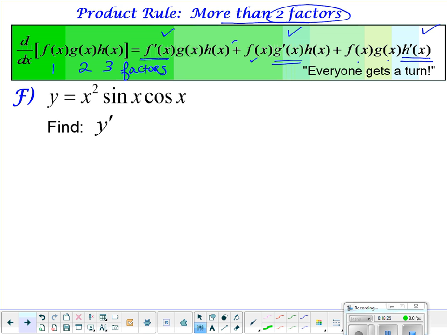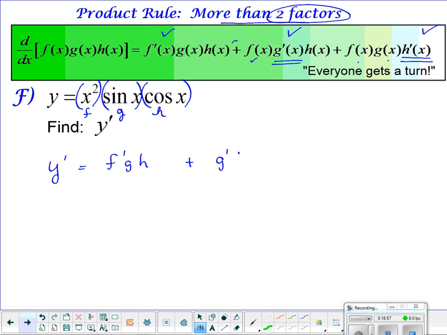So it's much like the 2-factor product rule, just extended. So this will be 1 factor. Here's another factor, and there's my third. I can think of this as f, g, and h. To do the derivative, it's going to look like f prime g times h plus g prime f times h. Finally, h needs a turn, getting its derivative, and then multiply it by the other 2 terms, h prime times f times g. That's the layout.